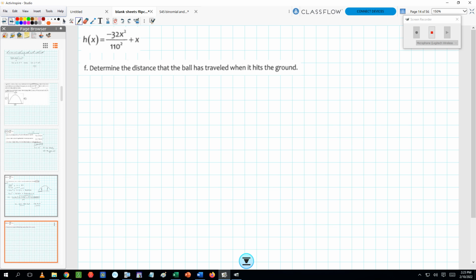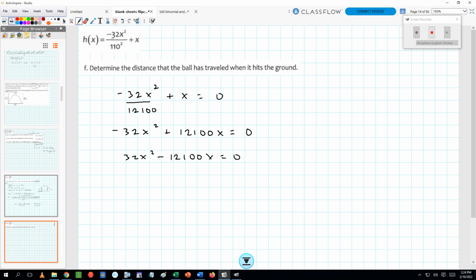Determine the distance the golf ball has traveled when it hits the ground. Same kind of problem. But now we want to know when it hits 0. This is not as tough of an equation because you don't have the c value. I still want to get rid of the fraction, so I'm going to multiply by the 110 squared. And I'm going to just change the signs. I don't like having a negative a value.